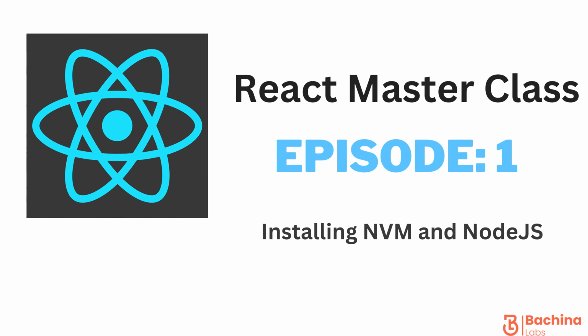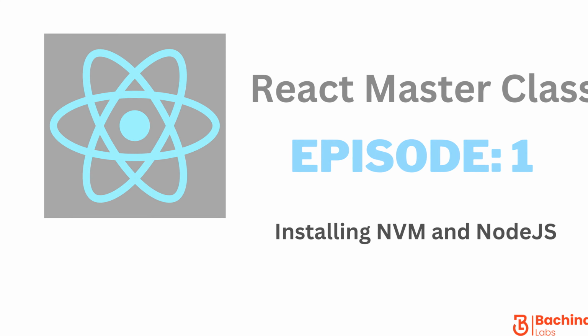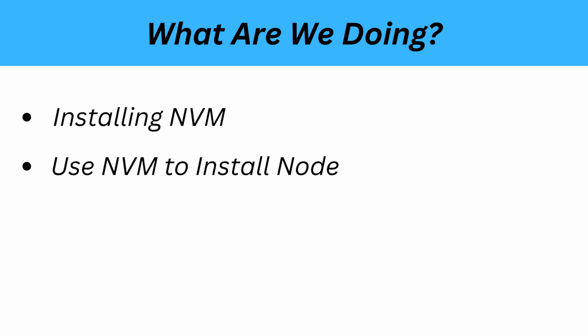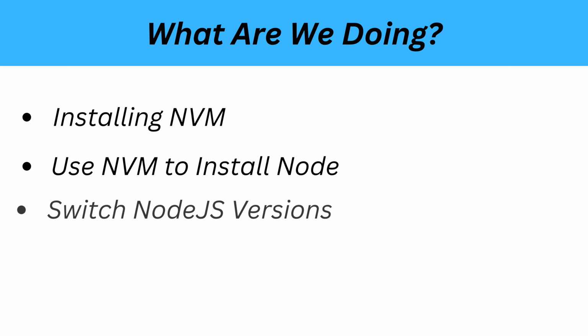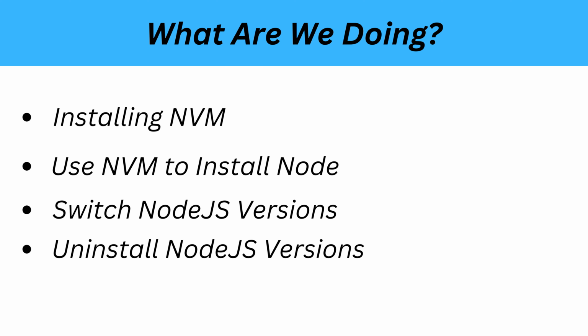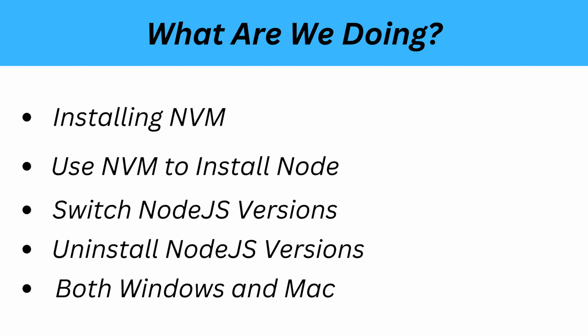In this first episode of React Masterclass, we're going to see how to install Node.js using Node Version Manager on your local machine, because you need Node to get started with React. So we're going to use NVM to install Node and to switch Node.js versions, and also we will see how to uninstall Node.js versions, and we will see both Windows and Mac.